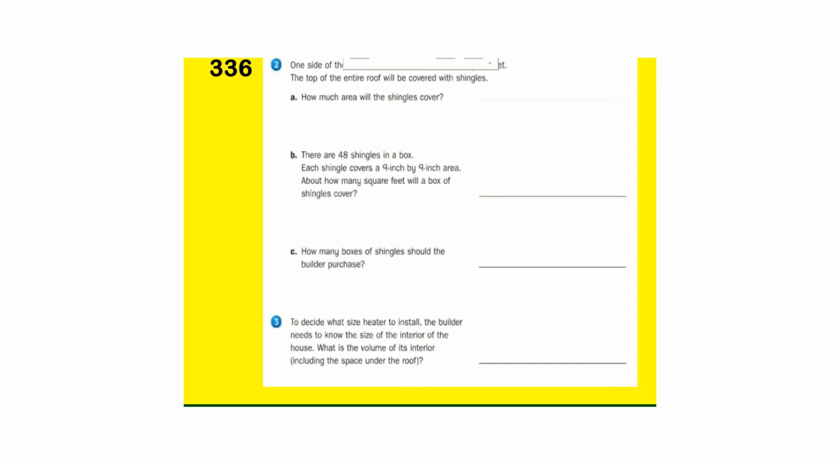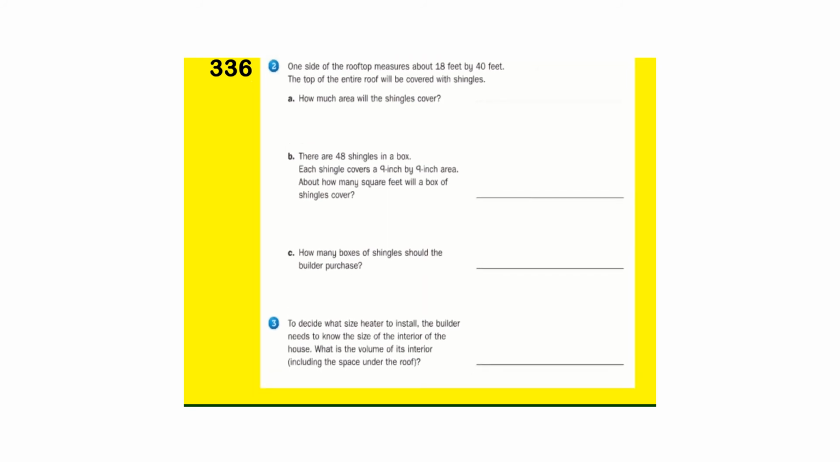Okay, so if you're looking at the picture of the roof there, it covers 40 by 18. So multiply that, 40 times 18, and you get 720, and there's 2 of those. Whoops, gotta get my pen. So we got 1440 square feet.